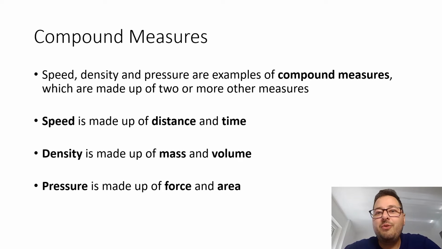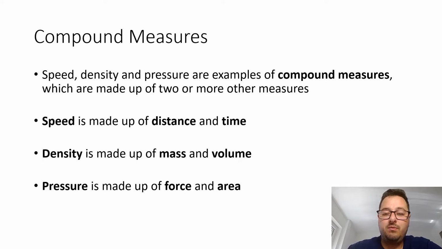Now, first of all, we're going to see what compound measures are, and compound just means a measure that's made up of two or more other measures, and speed, density and pressure all deal with two types of measures. So speed is made up of distance and time, and that's the formula, isn't it? Distance over time. Density is made up of mass and volume. Density is mass divided by volume, and pressure is made up of force and area.